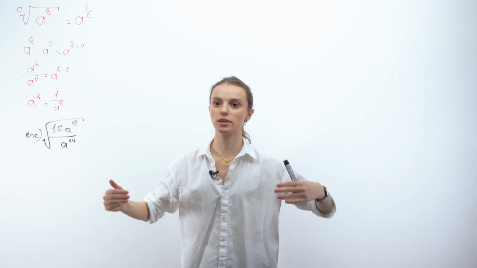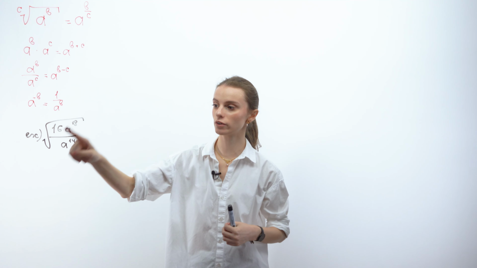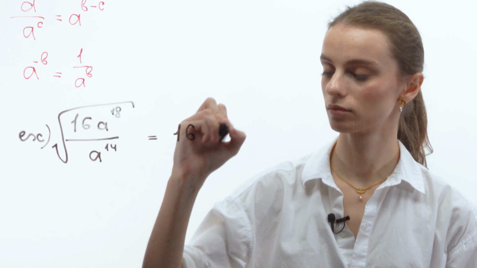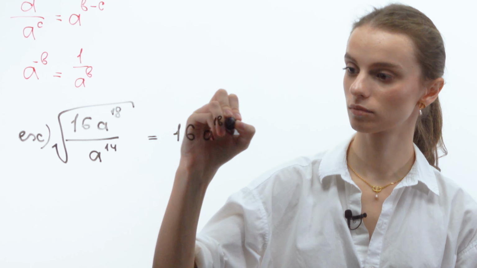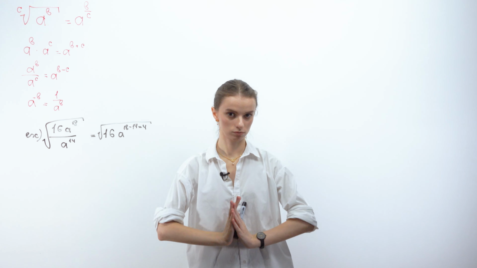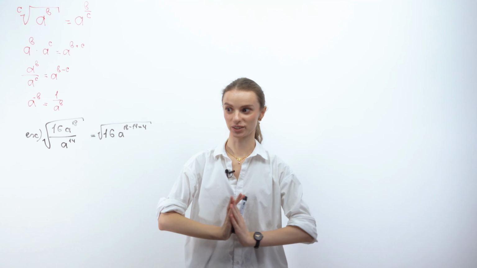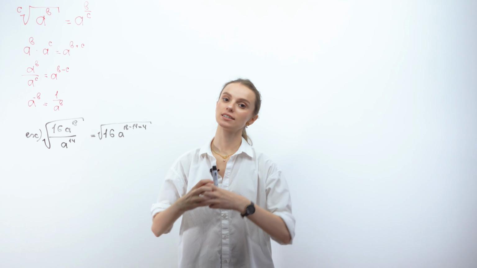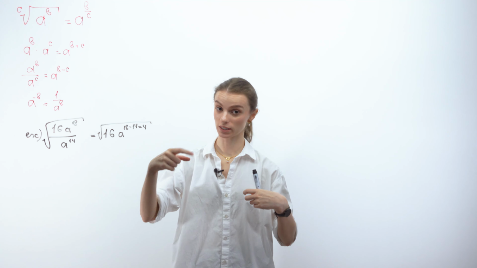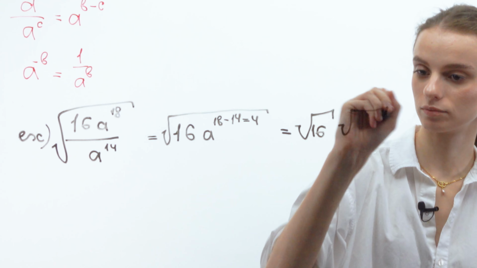Let's deal with everything that is inside first. So I have a to the 18th over a to the 14th. What is going to happen? We're going to subtract. You have a to the 18th minus 14, which is going to be 4. Now look, another important rule of radicals that I haven't taught you. You can separate whatever is within the radical. So you can take square root of 16 and you can take square root of a to the 4th.